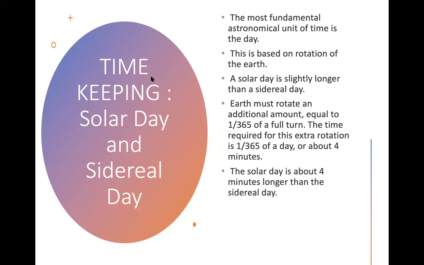The difference is that the solar day is slightly longer than the sidereal day, right? That is because Earth must rotate an additional amount equal to 1 over 365 of a full turn. The time required for this extra rotation is 1 over 365 of a day, that is about 4 minutes.